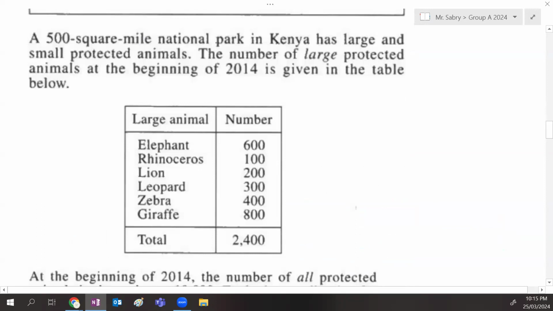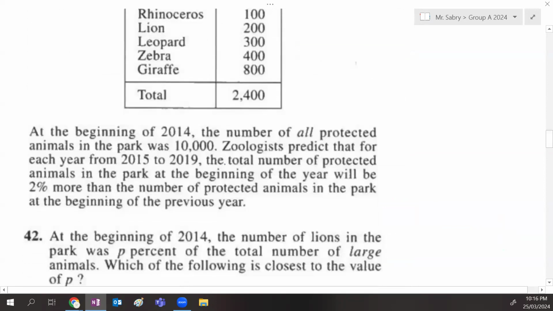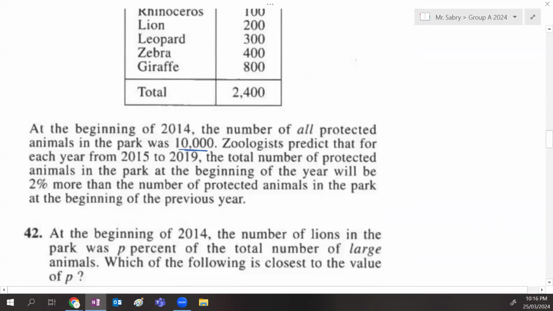A 500 square mile national park in Kenya has large and small protected animals. The number of large protected animals at the beginning of 2014 is given in the table below. Those are the large ones only. At the beginning of 2014, the number of all protected animals in the park was 10,000. This is all of them, the small and the large.